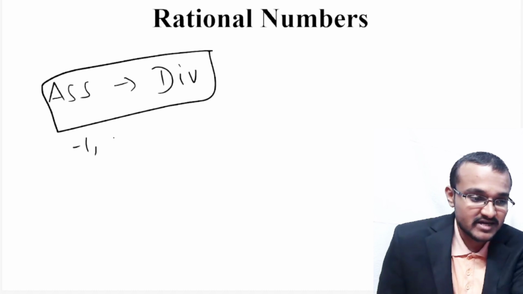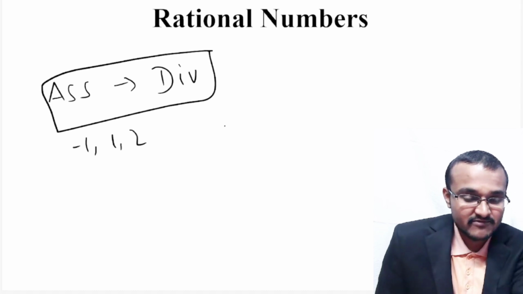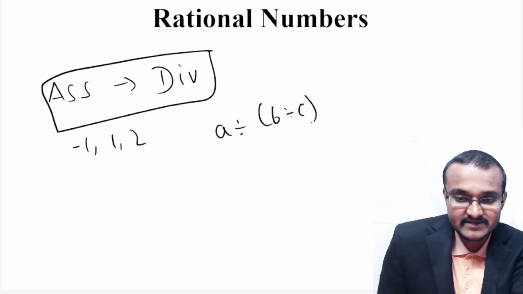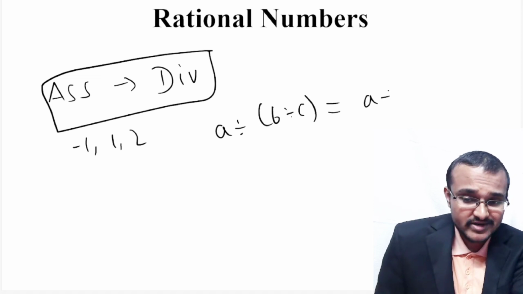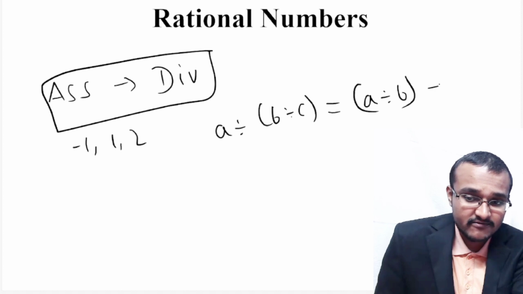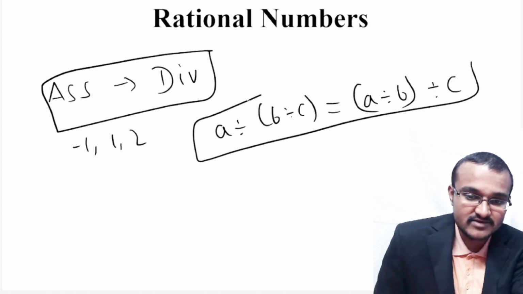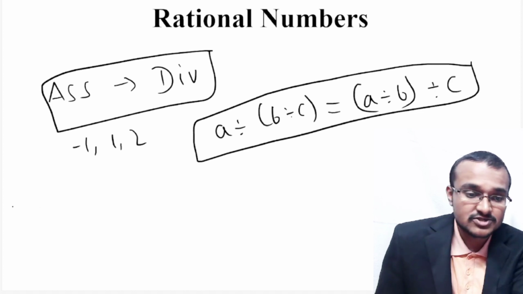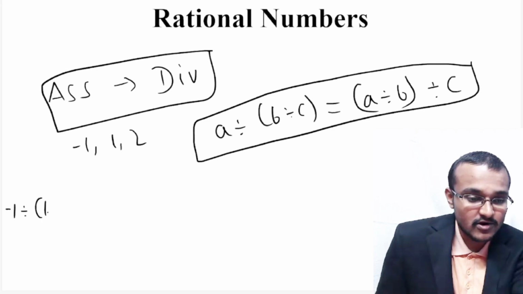So minus 1, 1 and 2 will be the example for integers, and the equation will be a divided by (b divided by c) is equal to (a divided by b) divided by c. So this particular equation should be satisfied. So let us write it in the form of LHS: minus 1 divided by (1 divided by 2). So this will be minus 1 divided by 1 by 2.